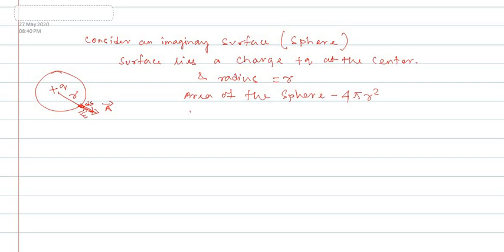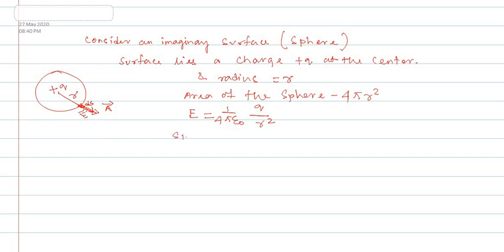And also we calculate the electric field E. We know that this is equal to 1 by 4 pi epsilon 0 q by r square for a sphere. This is already proved in electric field lines. Whenever we want to find the electric field, for a sphere, E is equal to 1 by 4 pi epsilon naught q by r square.